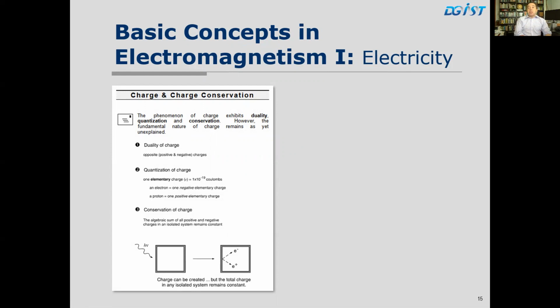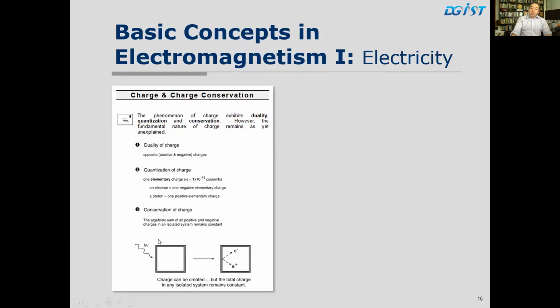The second principle is quantization of charge. Every charge is some multiple, for our purposes, of one elementary charge, which is about 1 times 10 to the minus 19th coulombs. And an electron in an atom will constitute one negative elementary charge, and a proton will constitute one positive elementary charge. Another very important principle, the third one, is the conservation of charge, which namely states that the algebraic sum of all positive and negative charges in an isolated system remains constant.